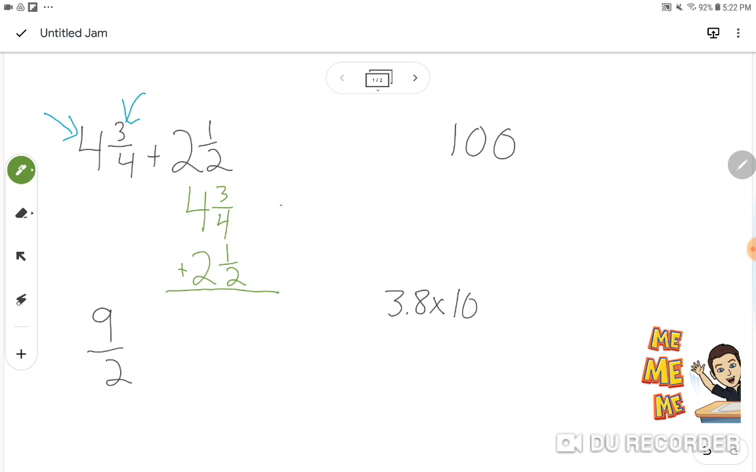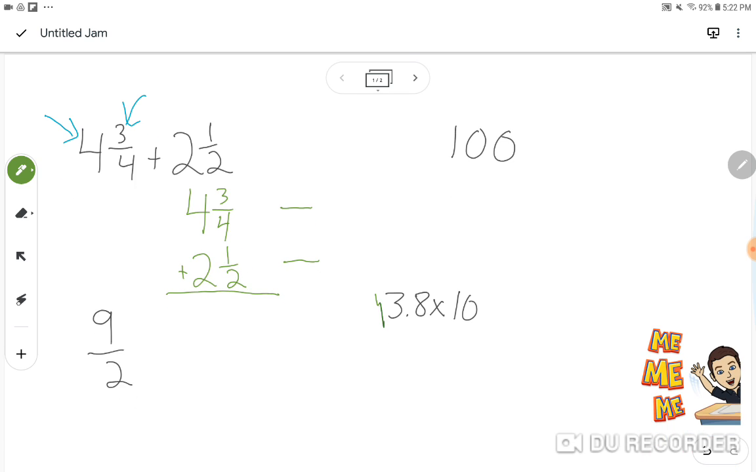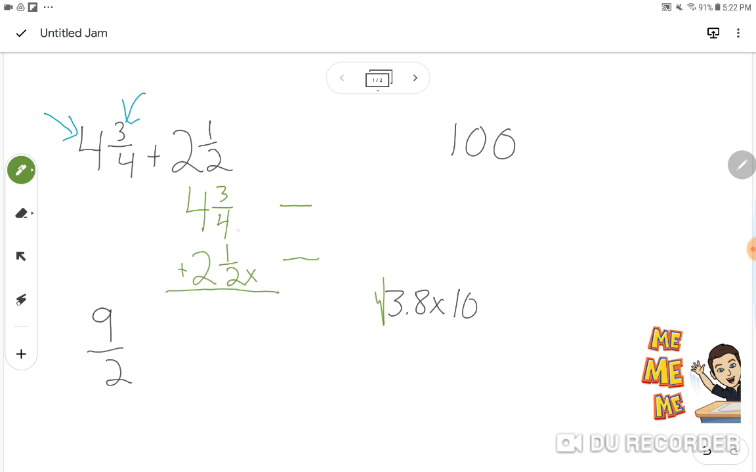Second thing we're going to do is make our fraction bars far apart. Then we're going to put our 4 x's. And then we're going to see where our denominators meet. So where are 2 and 4 going to meet? Pretty cool. They meet right away at 4. So that's our new denominator.